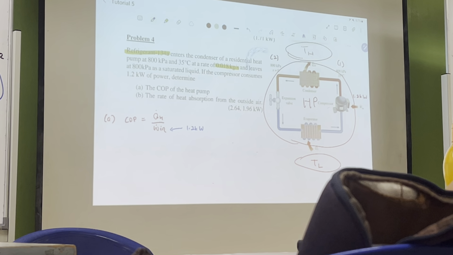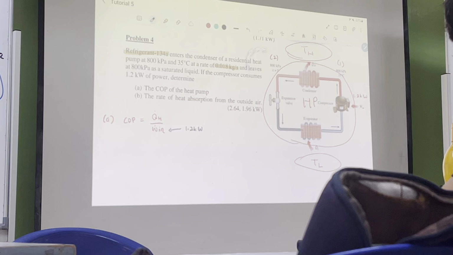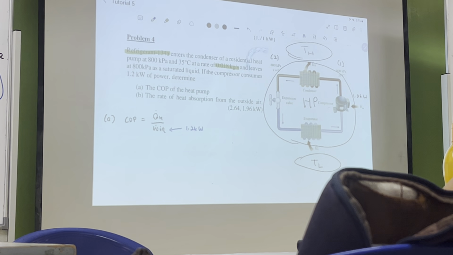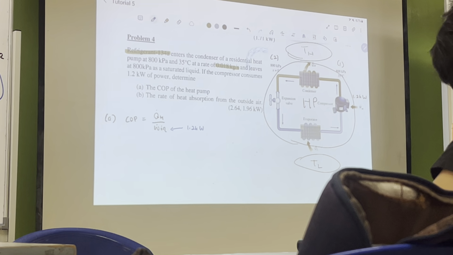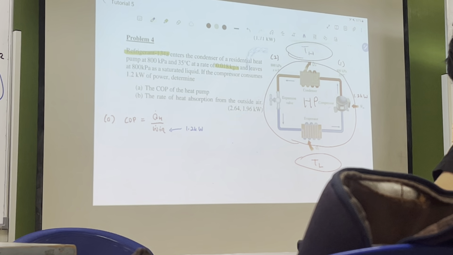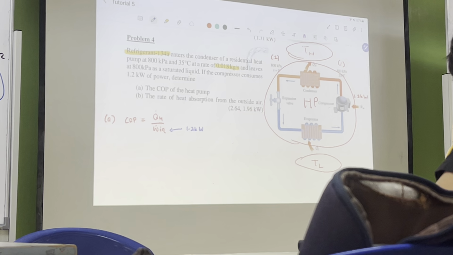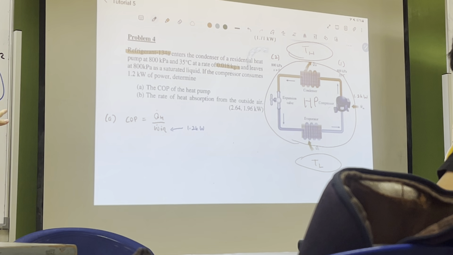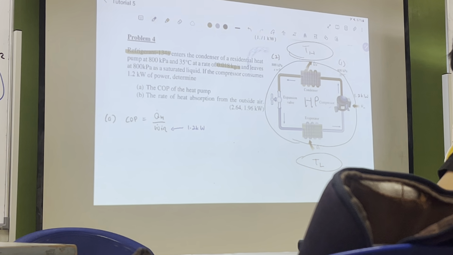Even if you use that, you don't have any information. You don't have QL here, you don't have QH here, you don't have TH, you also don't have TL. And also that relation is only for the reverse Carnot cycle or reversible process. So if the question doesn't mention anything related to that, you cannot use that. All four of them are unknowns here, so you cannot use those. You don't have enough information.